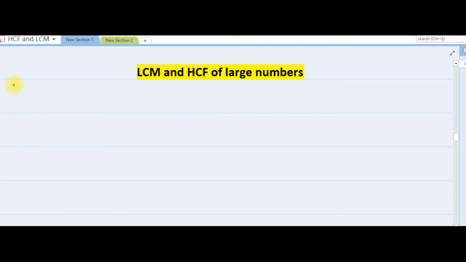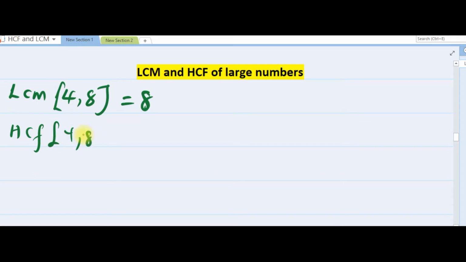Assuming you're asked to find the LCM of 4 and 8, we know that the answer is 8. And if you're asked to find the HCF of 4 and 8, our answer is 4. So you notice that you can still solve it this way. Looking at the numbers, you notice there is something common. We can factorize. So you get the number that can divide the two.